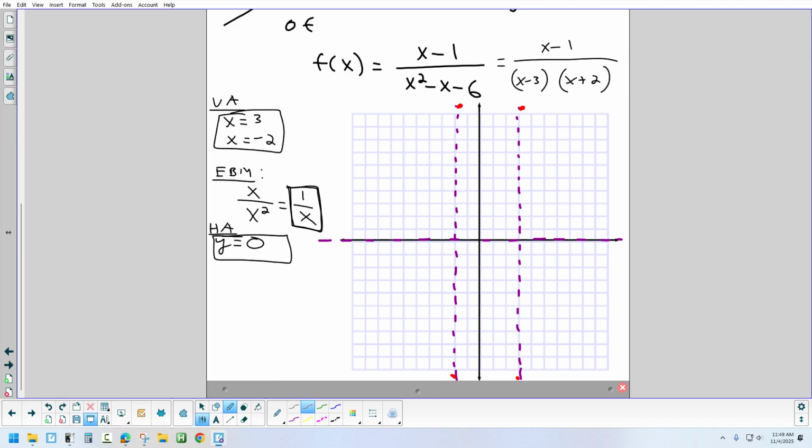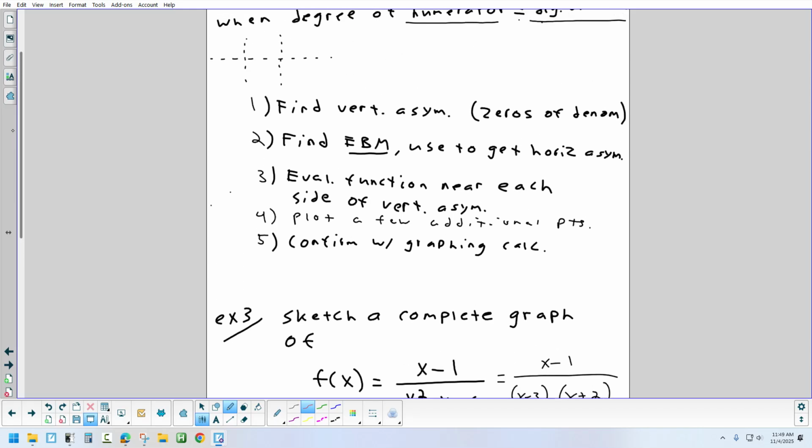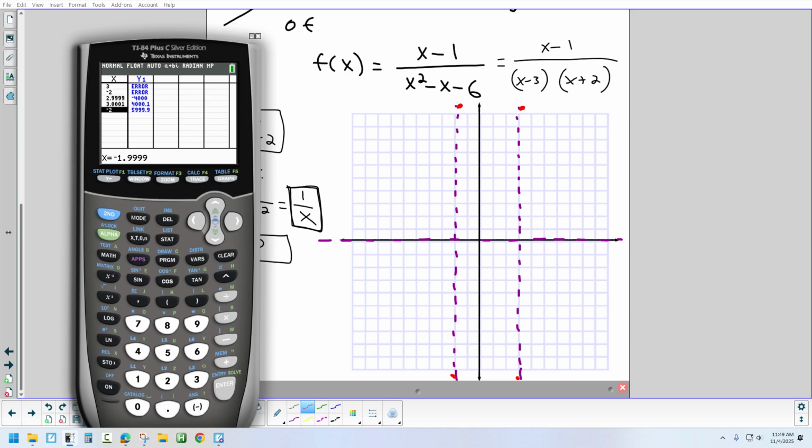Okay, so now we've got 4 points. That's good. Let's check a few more in the middle. Okay, this is step 4. Plot a few additional points. What would be some good x values to check that are in the middle? 1. Yeah, 1. That's a good one. Okay, 1, 0.